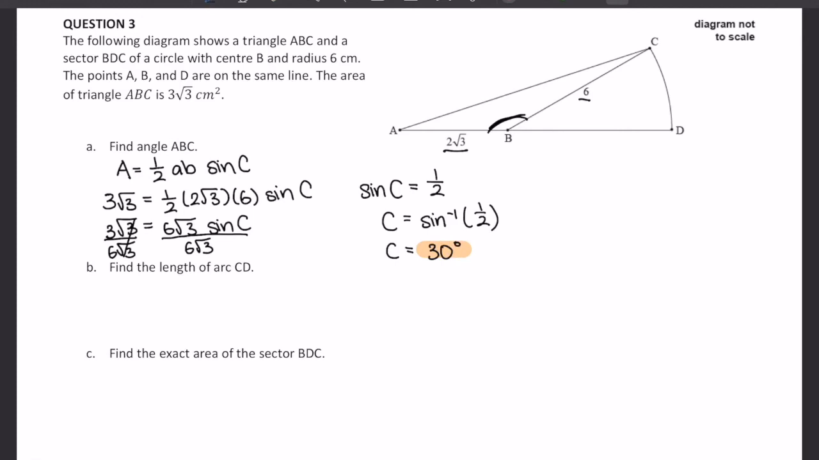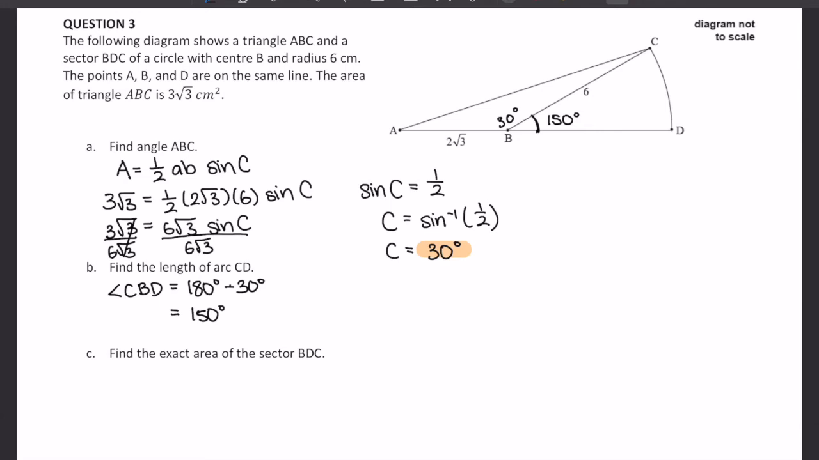For part B, it says find the length of arc CD. So arc CD is part of the circle with center B. In order to find this arc CD, we're going to need to figure out what this angle is. In part A, we found out that this is 30 degrees, and because that 30-degree angle is supplementary with the angle we're trying to find, that means that angle CBD is just 180 minus the 30 degrees. So that angle is 150 degrees.